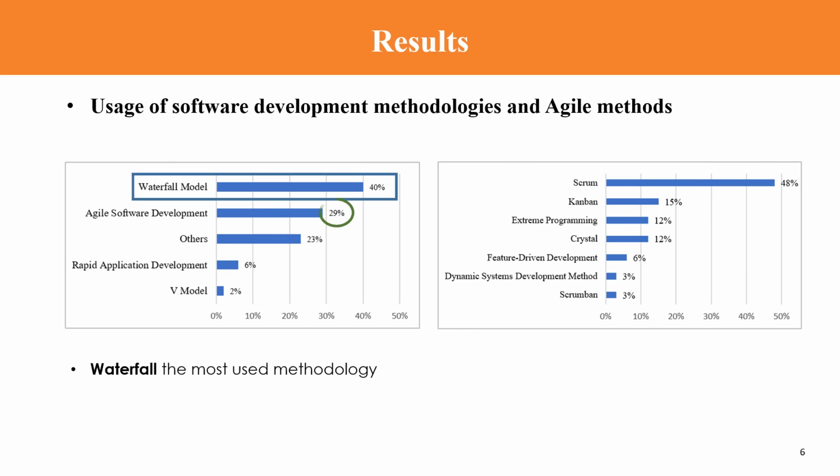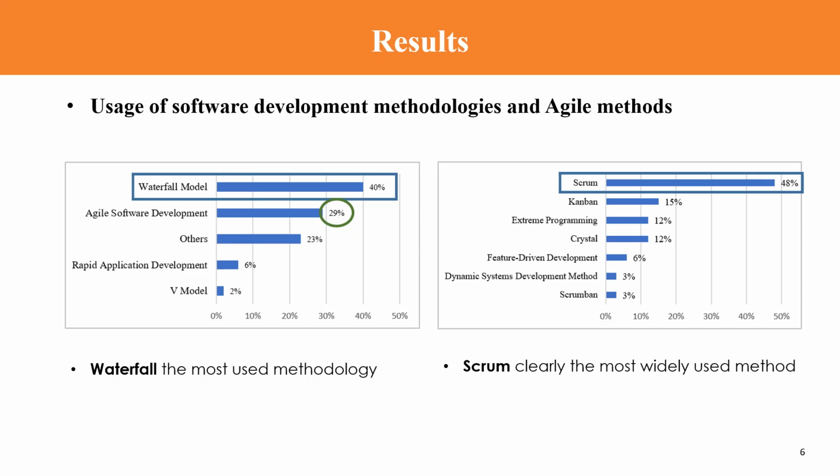The results show that the waterfall model was the most popular adopted model in the country, while 29% of participants indicated that they adopt Agile. From those who adopt Agile, Scrum was clearly the most widely adopted, and that is similar to previous studies.